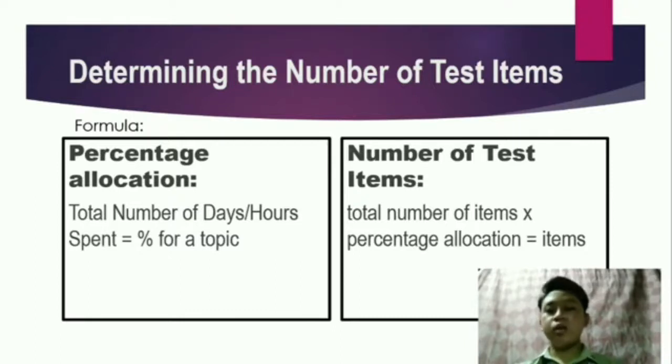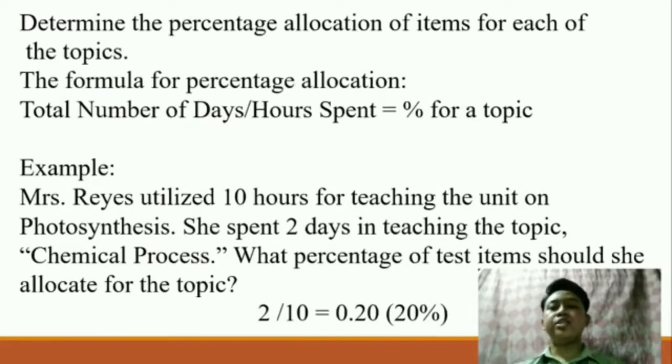For percentage allocation, total number of days divided by hours spent. For number of test items, total number of items multiplied by percentage allocation. Determining the percentage allocation of items for each of the topics. Again, the formula for percentage allocation is total number of days divided by hours spent.